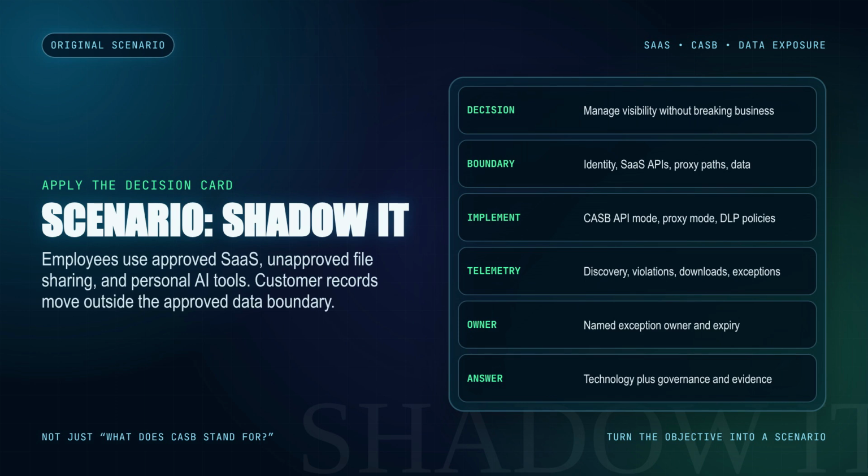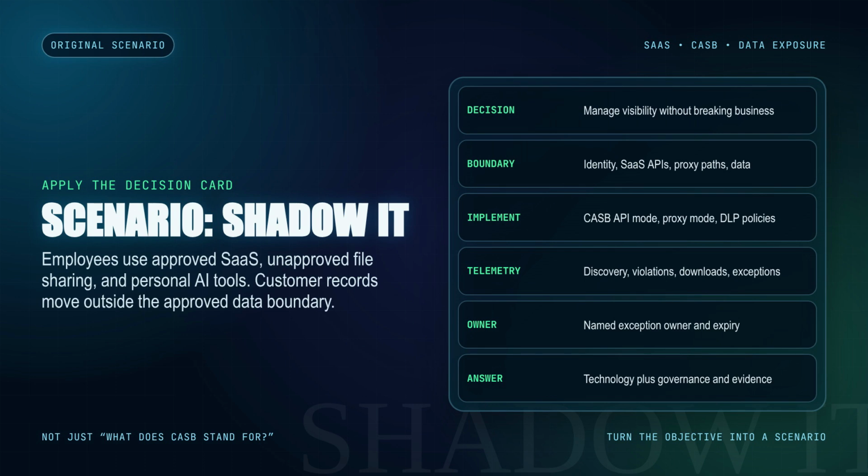A vocabulary-only study approach would ask, what does CASB stand for? A SecurityX decision card asks more. What is the enterprise decision? The organization needs to manage shadow IT and cloud data exposure without breaking the business. What is the architecture boundary? The boundary is no longer only the corporate network. It includes identity, SaaS APIs, browser or proxy paths, data classification, endpoint posture, and cloud app activity.